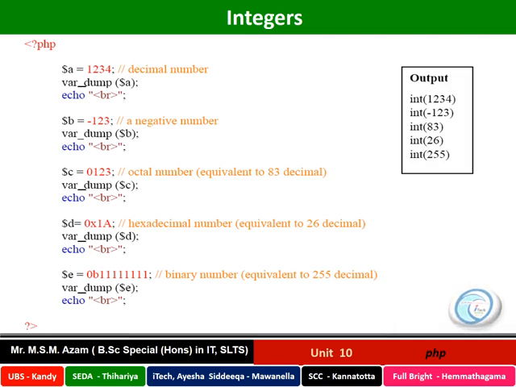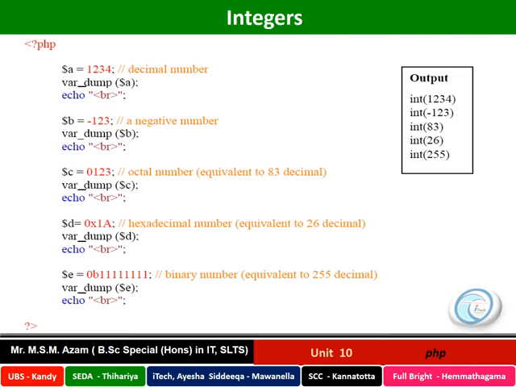1234. After that, declaring another variable named b and assigning the value -123 to that variable. So when you type var_dump $b, it prints the data type of the variable b, that is integer, and the value assigned to that variable, that is -123.